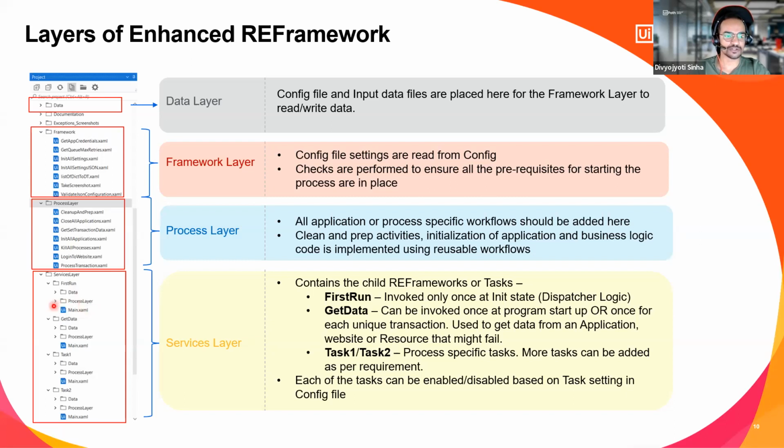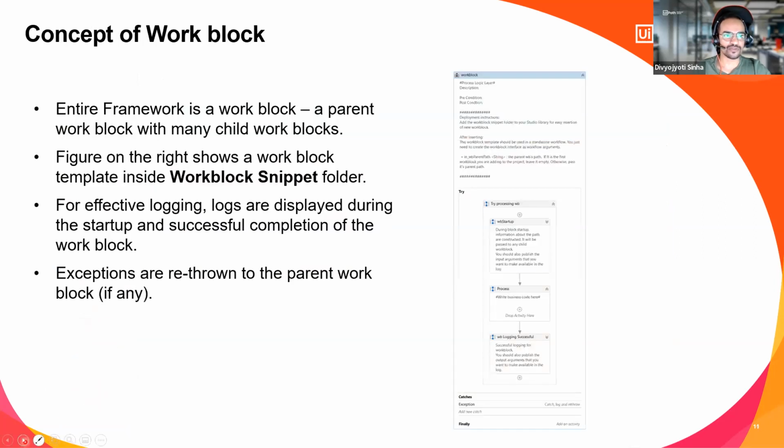And this is the main.xaml file. You can see for each of these child RE frameworks, a main.xaml file is present. In order to invoke these child RE frameworks, you need to invoke these main.xaml files and not process transaction, which is residing in the process layer, right? The process layer also will have some kind of XAML like process transaction. But in order to leverage the full functionalities of the enhanced RE framework, you need to trigger the main.xaml file, right? So these are the layers of the enhanced RE framework.